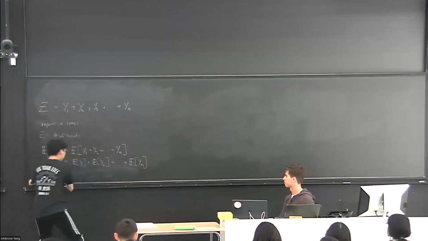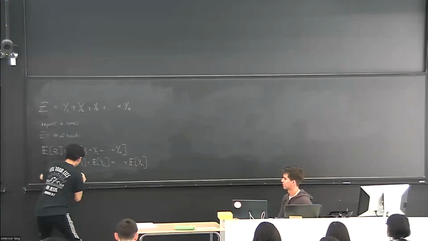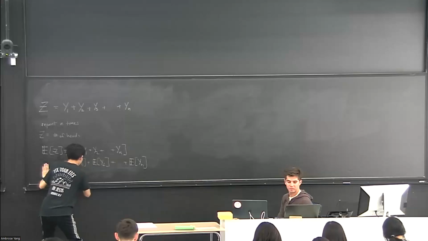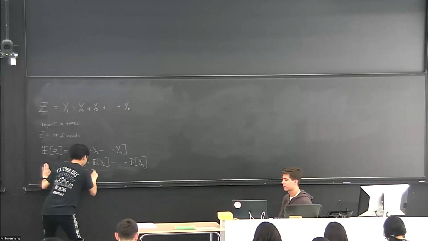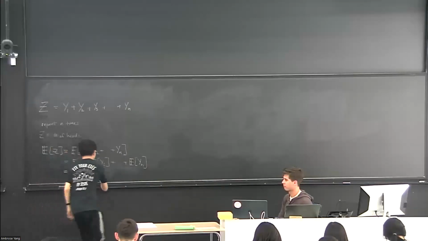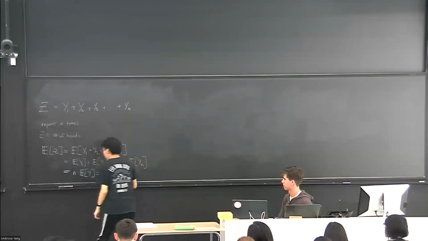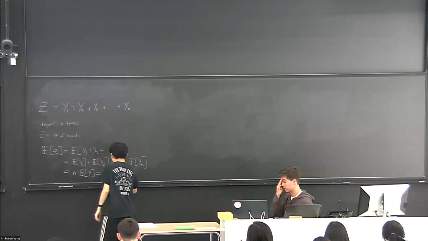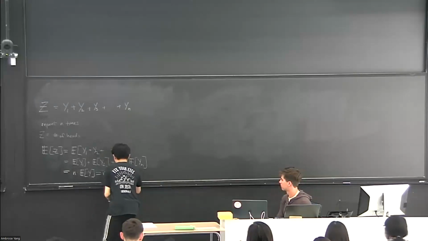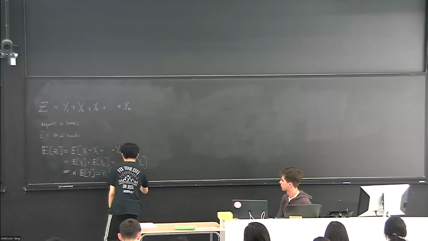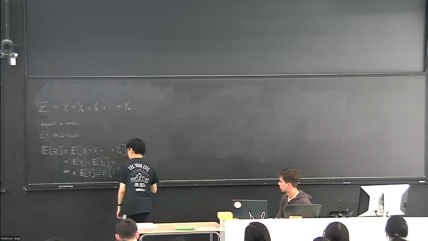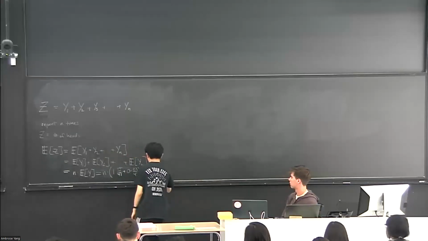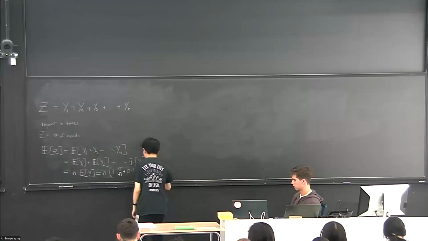So I can simplify this as being n times the expected value of Y. What's the expected value of Y? So this is n times, 1 times 25 over 48, plus 0 times 23 over 48. This gives me n times 25 over 48.